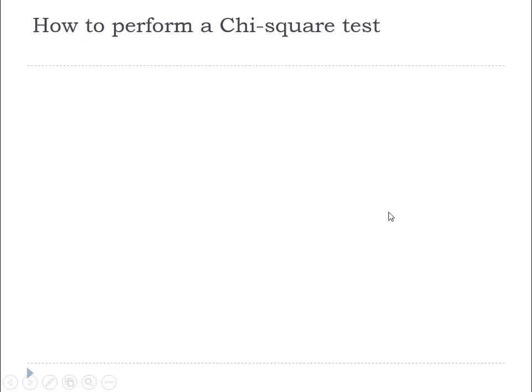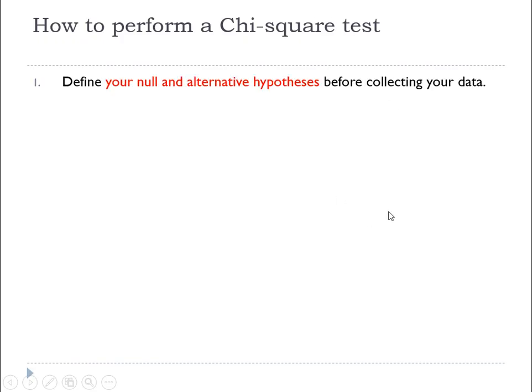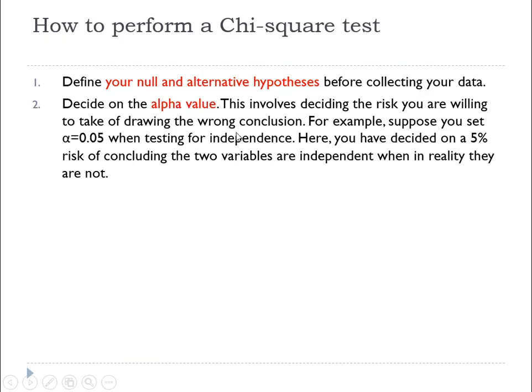So let's see how we can perform the chi-square test. Like in all the other previous hypothesis testing, the process remains the same. First few initial steps will remain the same. The first step is we define the null hypothesis and we define the alternative hypothesis. Then the second step is also the same. We decide on the alpha value. Basically this involves deciding the risk you're willing to take when you're drawing some kind of a wrong conclusion.